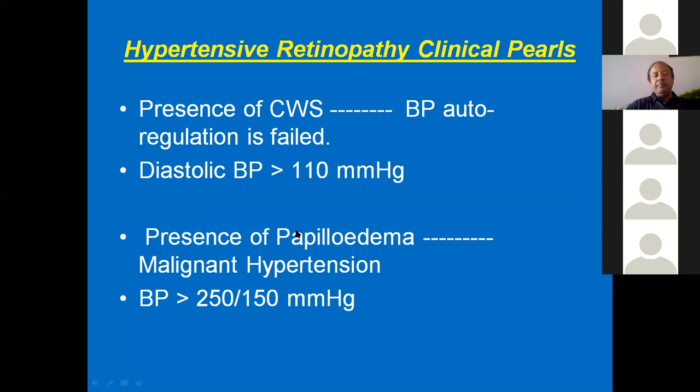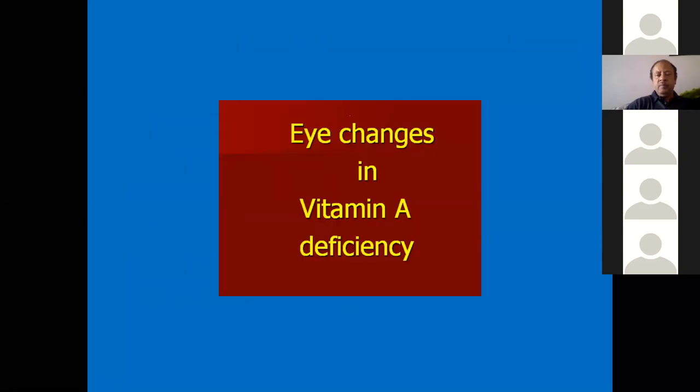If you see papilloedema, it means it is a case of malignant hypertension, and in this case, blood pressure is over 150 millimeter. Now, next topic is vitamin A deficiency.